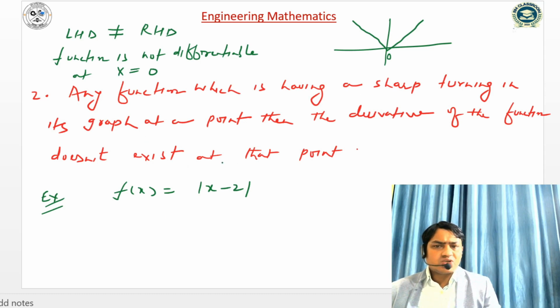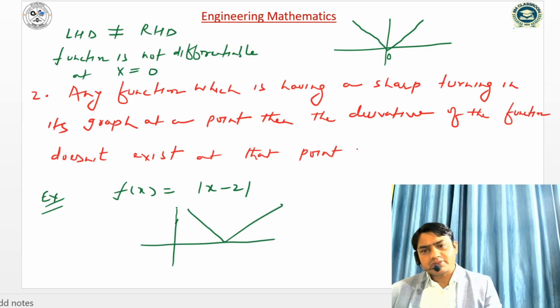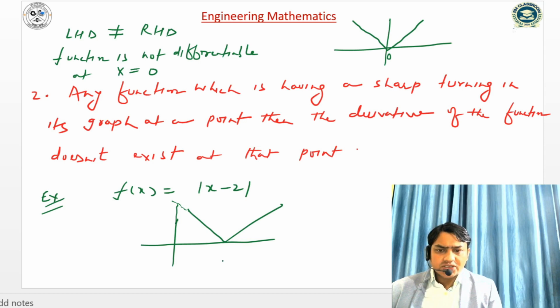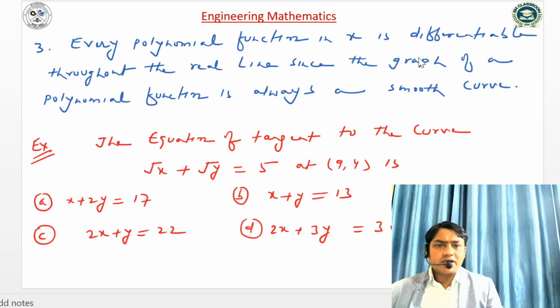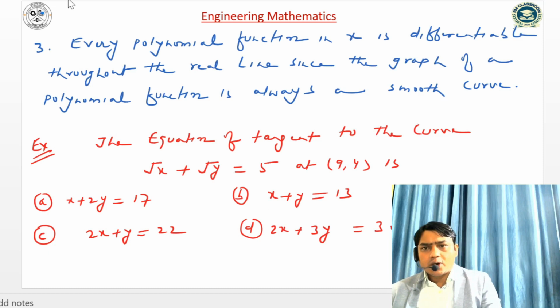Here we can see that f(x) is equal to (x minus 2) mod of (x minus 2). So if I draw the graph of this mod x minus 2, so this will be the graph of mod x minus 2. So it is continuous for entire minus infinity to infinity, but not differentiable at x is equal to 2. The third point, that is every polynomial function in x is differentiable throughout the real line. Since the graph of a polynomial function is always a smooth curve, every polynomial function is differentiable as well as continuous. So let us take a few problems.